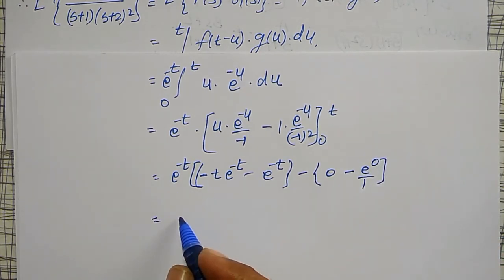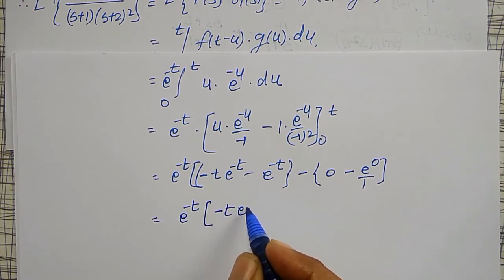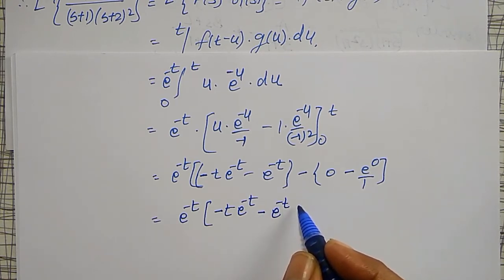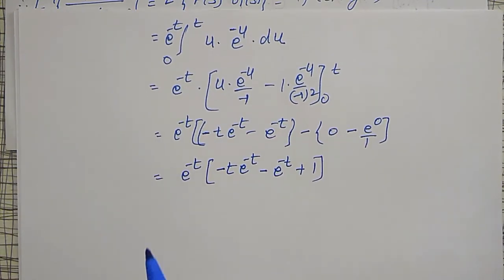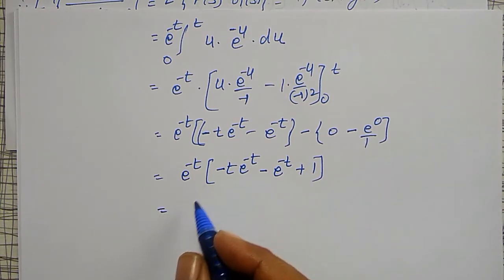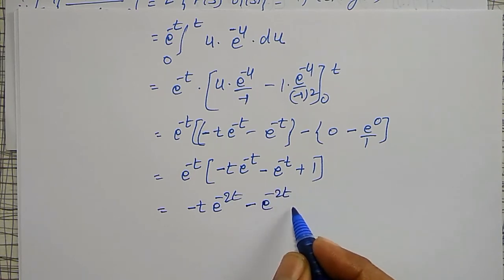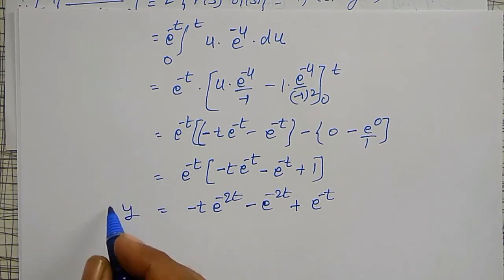Simplify this, I am going to get e to the power minus t into minus t e to the power minus t, okay, minus e to the power minus t, and this will become minus of minus plus 1. If you multiply this inside, what I am going to get is e to the power minus t into e to the power minus 2t minus e to the power minus 2t minus t... plus e to the power minus t is my required answer, y equal to.